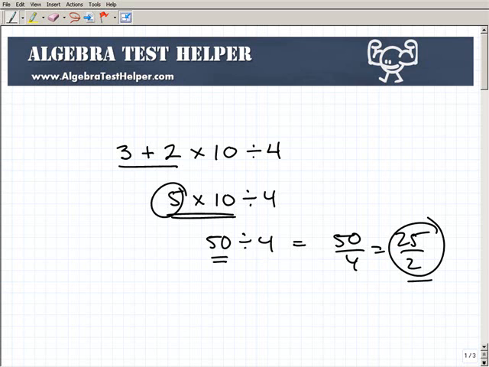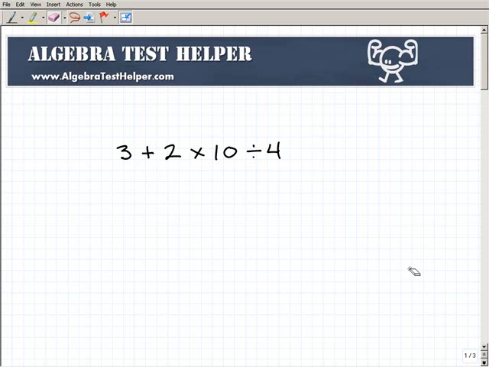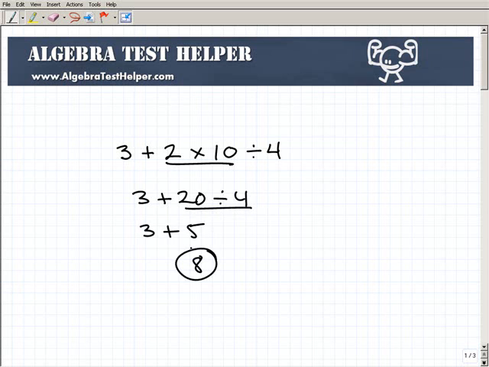However, that's incorrect. Now why is that incorrect? Well, it's incorrect because we did these numeric operations in the wrong order. This is not what we're supposed to do. What we're supposed to do, hopefully what you did, was this. Instead of 3 plus 2 is 5, you said this is going to be 3 plus 2 times 10, which is 20, divided by 4. And then you say 3 plus 20 divided by 4 is 5. So your final answer is 8. That would be the correct answer. That's totally different than 25 over 2. Now why is the answer 8 and not 25 over 2? Well, because we did it in the correct order. So this is the importance of the order of operations.